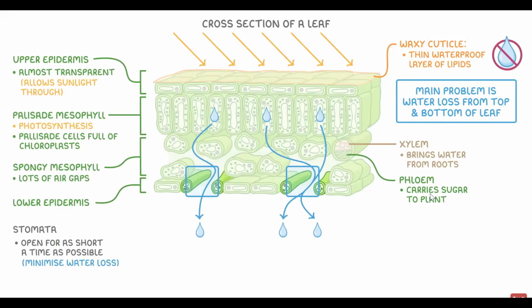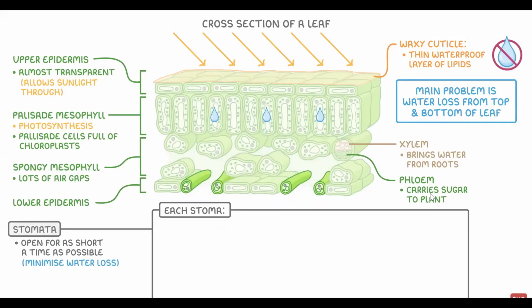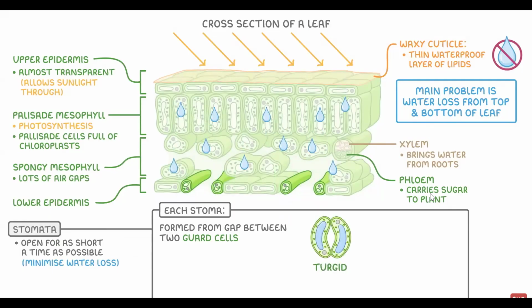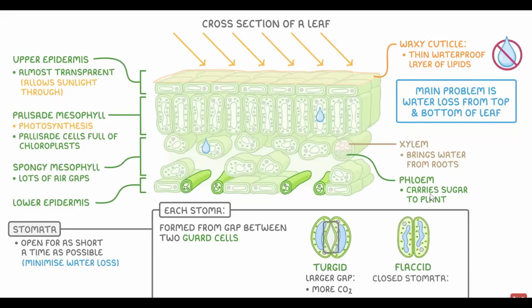In order to achieve this delicate balance, each stoma, which is what we call a single stomata, is formed from the gap between two guard cells. When the plant has lots of water, so it doesn't need to worry so much about conserving it, the guard cells will be well hydrated, which we call turgid, and this makes the gap between them larger, allowing more carbon dioxide to diffuse through. On the other hand, when the plant is short of water, the guard cells will lose water due to osmosis, and they'll become flaccid. This in effect closes the stomata, meaning that the plant no longer takes in carbon dioxide, but more importantly, it will conserve its water vapor.